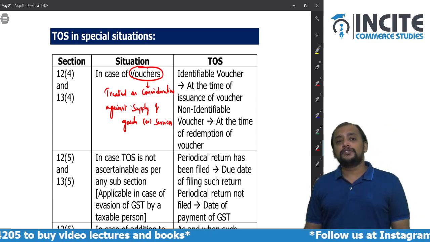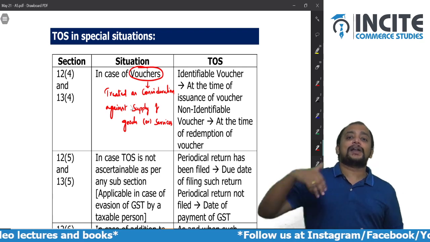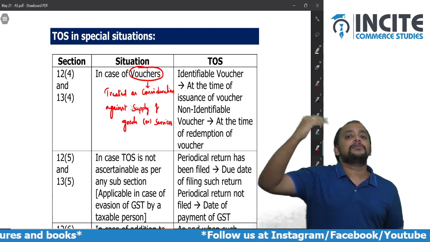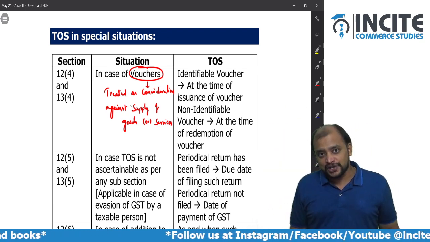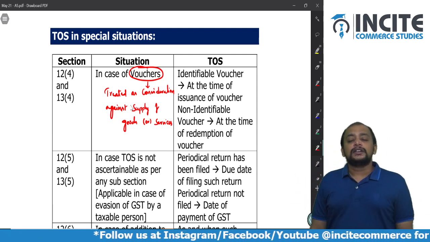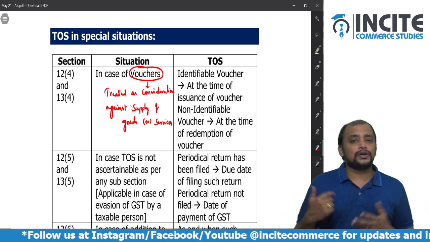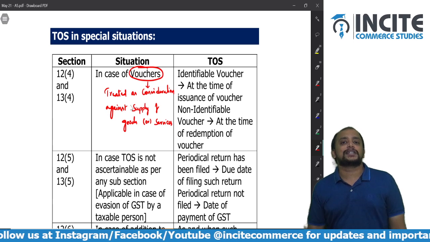Suppose it is a non-identifiable voucher. Anyhow, the time of supply is at the time of redemption. Until the time he redeems, we will not pay GST. If it is not redeemed at all, we will not pay GST. Suppose we have collected any amount for sale of that voucher, that is consideration without any supply.